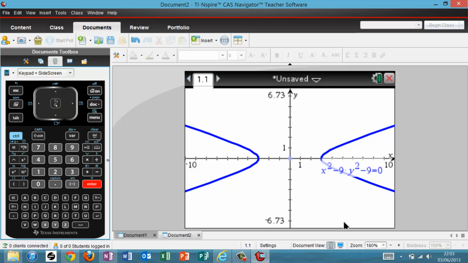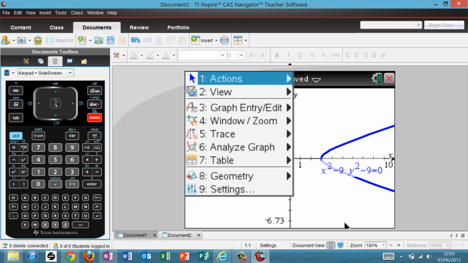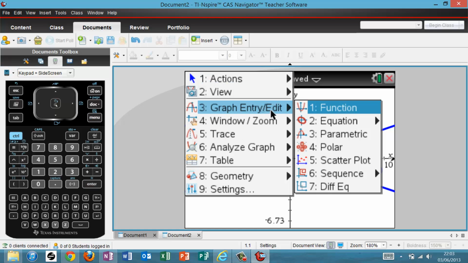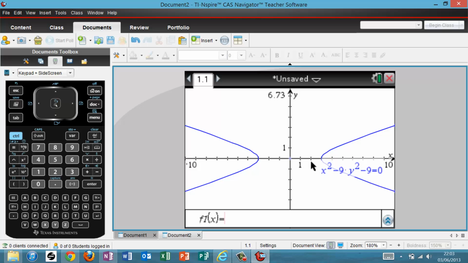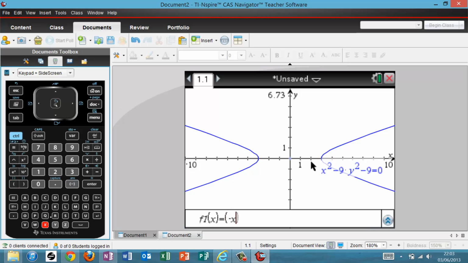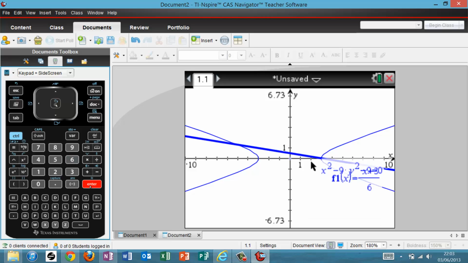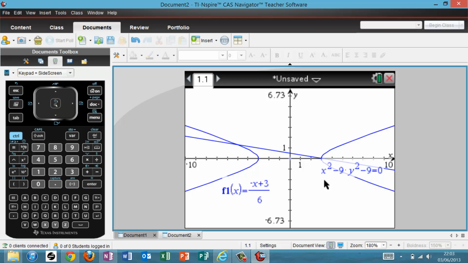Then if I want to graph a line, I guess I could do it in the conic section, but it's probably easiest just to go to graph, entry, edit, and change it to function mode. This would be y is equal to, I could actually just make it parentheses, negative x plus 3, parentheses, and then put over the 6 when you divide that to both sides. So then we get a line, and we can see we have 2 intersection points. I'm going to move this out of the way and move that out of the way. So I have 2 intersection points.